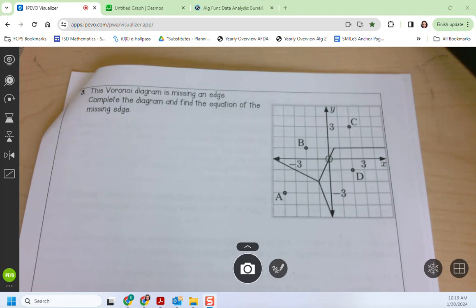All right, so let's look at the diagram. What are we missing? The perpendicular bisector of what two pieces? BC, yeah. So you need to construct the perpendicular bisector of BC, and then complete the Voronoi diagram, and then you're going to find the equation of that missing edge. So I want you to give it a try before I go over it.